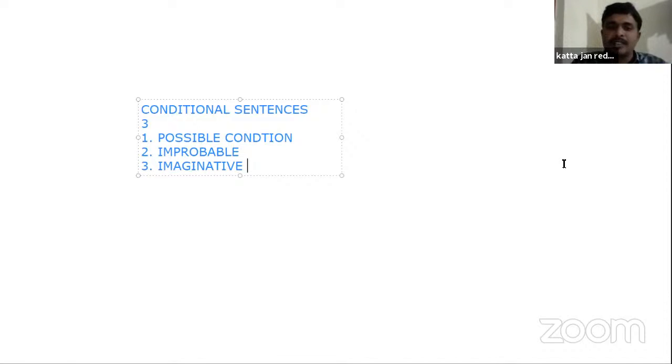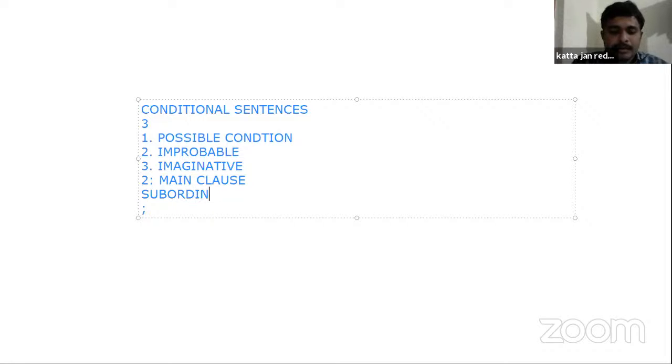In every condition, we have two clauses. And the two clauses are main clause, and second one, subordinate clause. Let us first of all know what is a clause. After that, we go for what is main clause and what is subordinate clause. So our duty is to have a discussion on clause first. What is a clause?